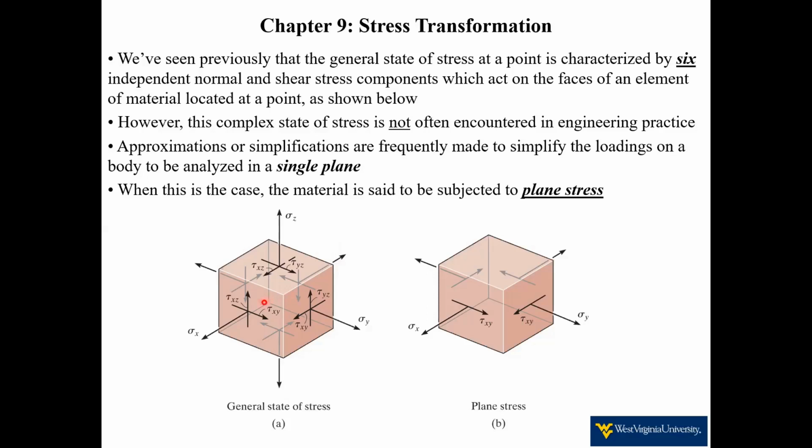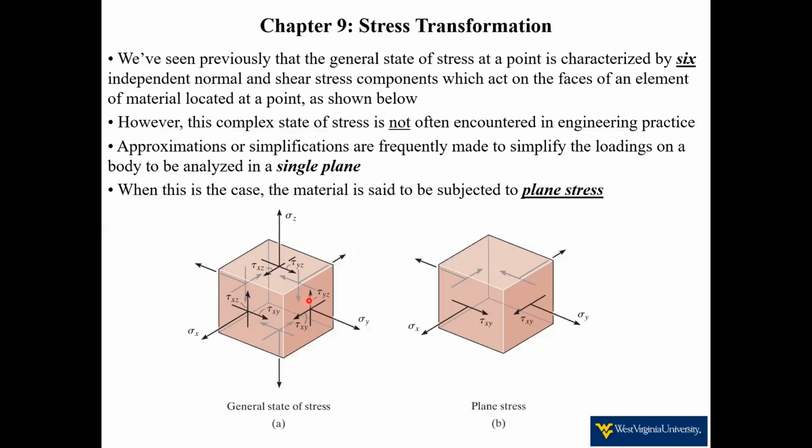You'll have 3 independent normal stress components and then 3 independent shear stress components. The 3 normal stress ones we know are sigma x, sigma y, and sigma z, coming out of your x, y, and z faces. They have opposing stress components on the opposite faces in the negative directions. And then our 3 independent shear stress components are going to be tau xy, that's on our x face in the y direction, tau xz on our x face in the z direction, and then we have tau yz on our y face in the z direction.